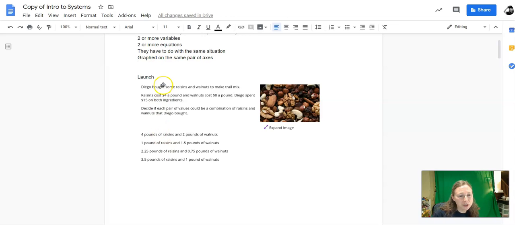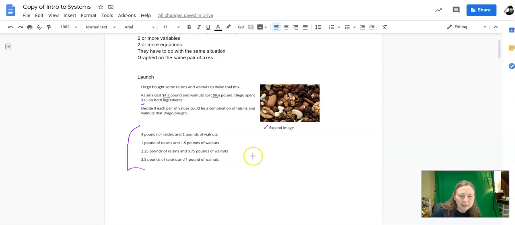So in this first situation, there's a person named Diego. Diego bought some raisins and walnuts to make a trail mix. Raisins cost $4 a pound, and walnuts cost $8 a pound. And Diego spent $15 on both ingredients put together. So our first task is just to figure out if each pair of values could be a combination of raisins and walnuts that Diego bought. So pause the video for a moment, see if you can figure out which of these number pairs matches the situation.